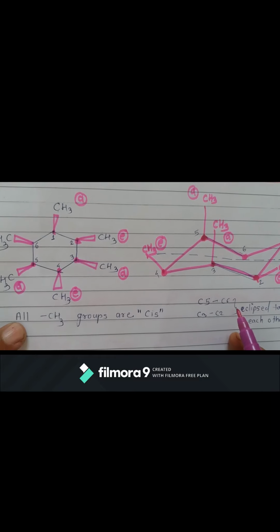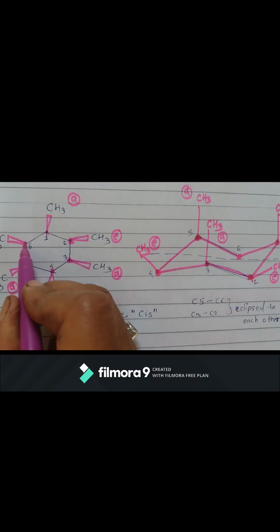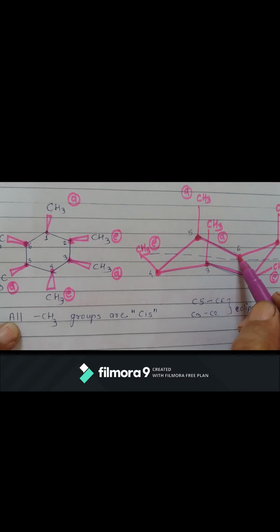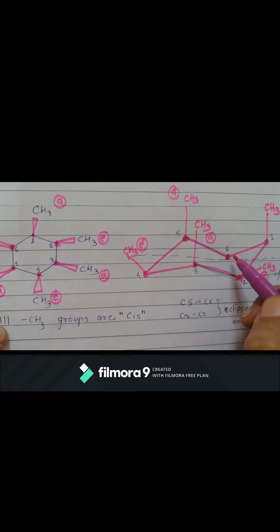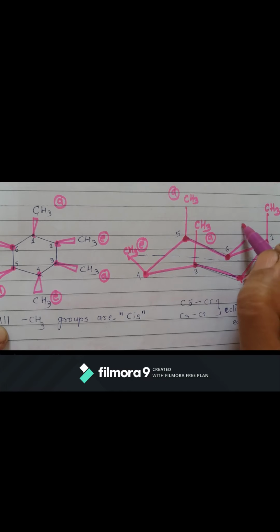Now the remaining one is the sixth position methyl group. We will come over here. The sixth position methyl group definitely will not go below this plane, so it will come above the plane of the paper. So we have to draw this one in this way, an equatorial methyl group. So this is an equatorial methyl group.